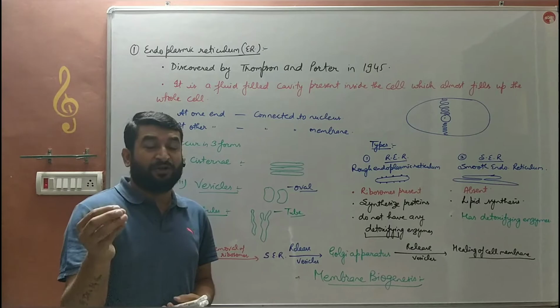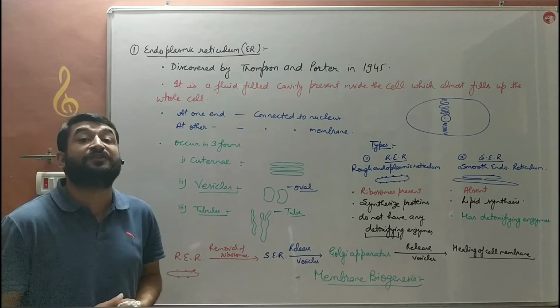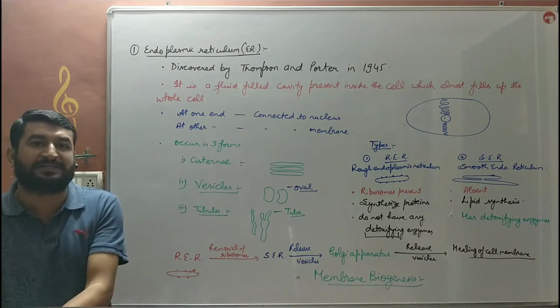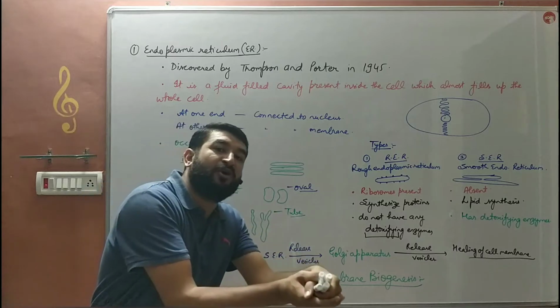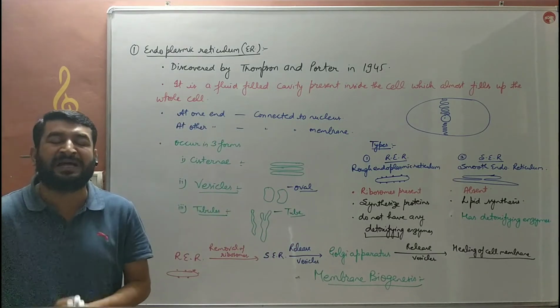Third one, detoxification. The endoplasmic reticulum, especially the smooth endoplasmic reticulum, performs detoxification inside the cells. That is, it converts poisonous substances into non-poisonous ones. So these are the functions and the types of endoplasmic reticulum.